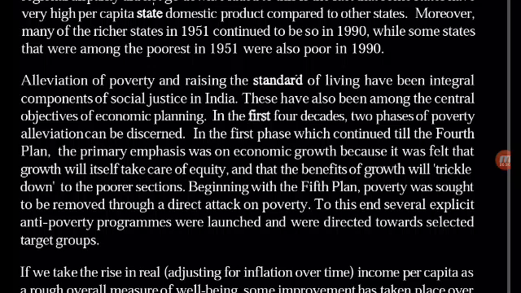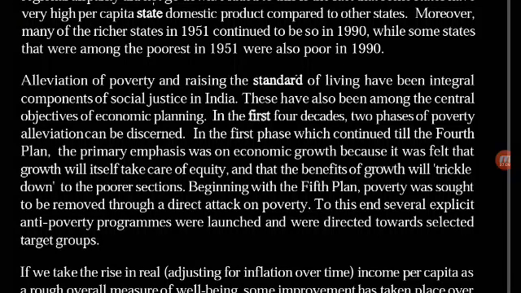In the first phase, which continued till the fourth plan, the primary emphasis was on economic growth because it was felt that growth will itself take care of equity and that the benefits of growth will trickle down to the poorer sections. Beginning with the fifth plan, poverty was sought to be removed through a direct attack on poverty. To this end, several explicit anti-poverty programs were launched and were directed towards selected target groups.